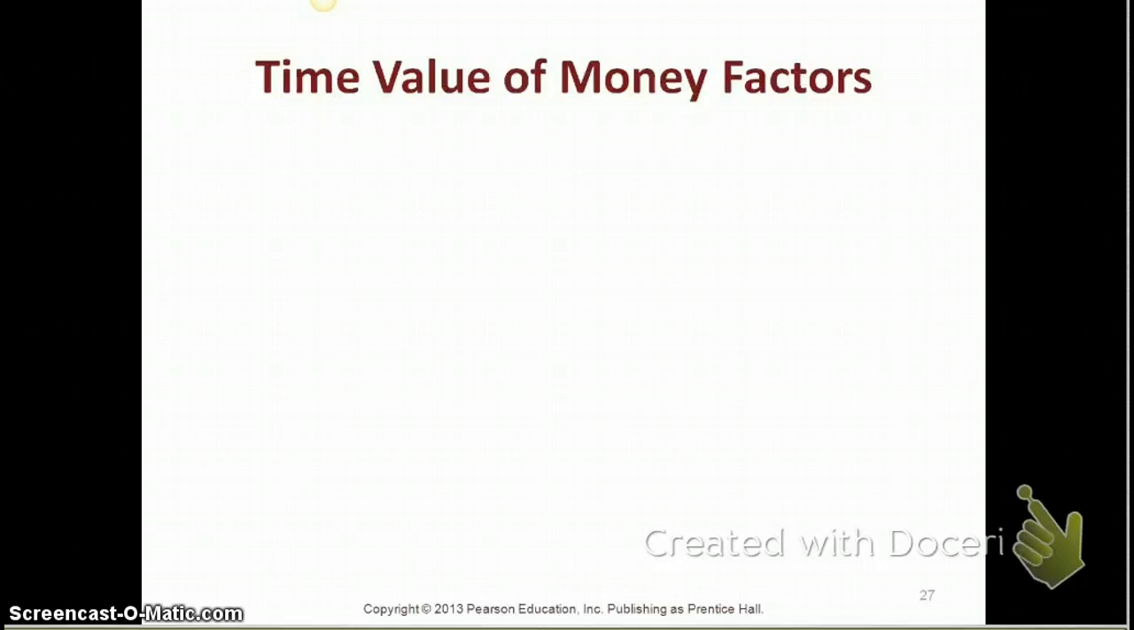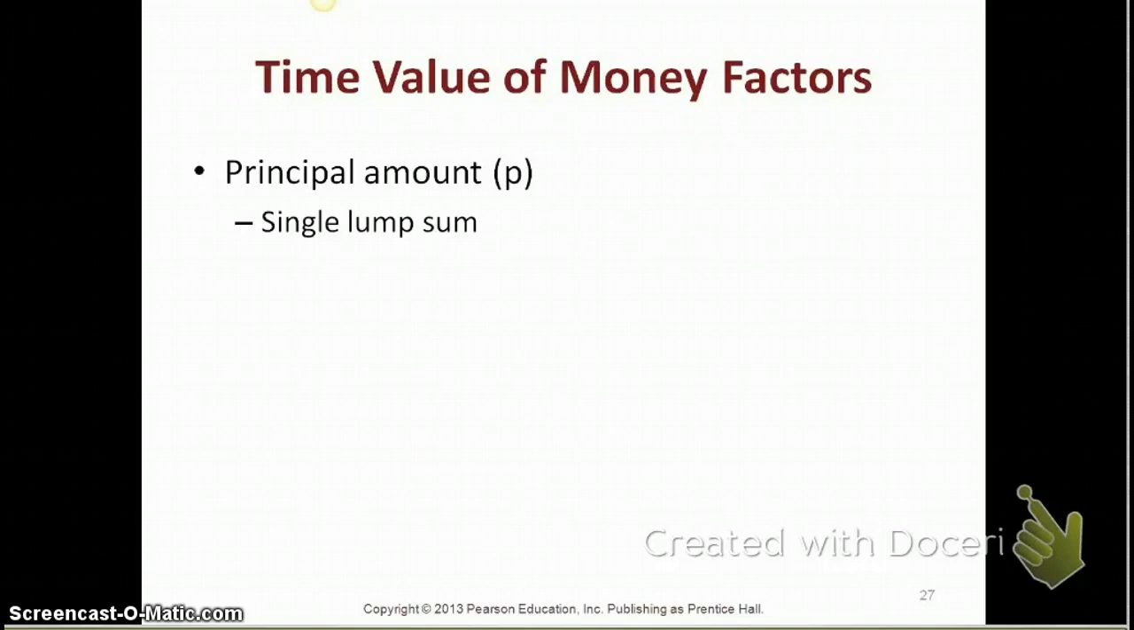Time value of money depends on several factors. The first thing it depends on is the principal amount. The principal amount is typically the amount of money we are going to invest. Either we invest or we save when we are looking at budgeting analysis. Principal amount could be one of two ways. It could be a single lump sum, so that would be one principal amount, or it could be an annuity.